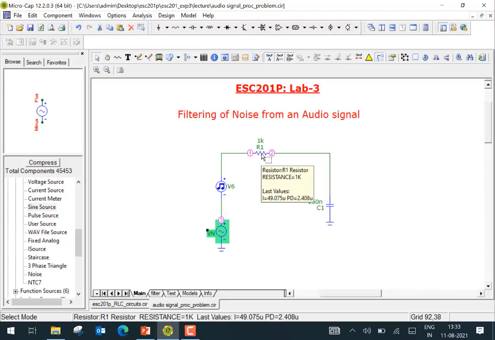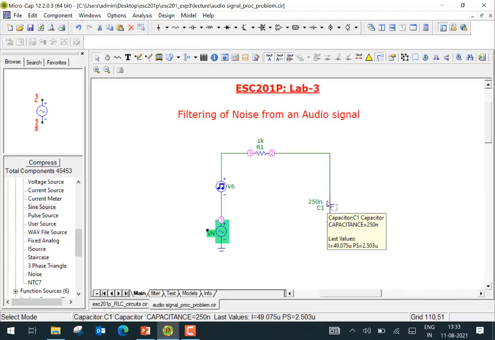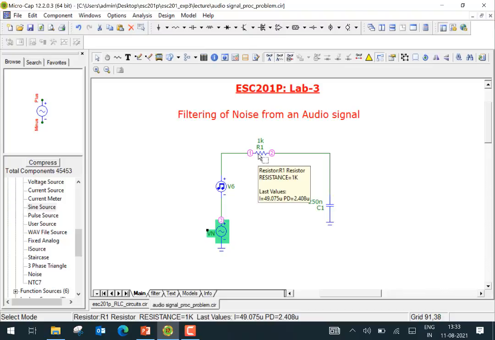So in this case, I've just put a simple RC filter. This is not going to work. You have to create some other kind of filter, maybe an RLC, maybe you have to think of what to do in order to remove it. So you have to create a filter here such that at the output, you can listen to this particular song free of the sinusoid here.